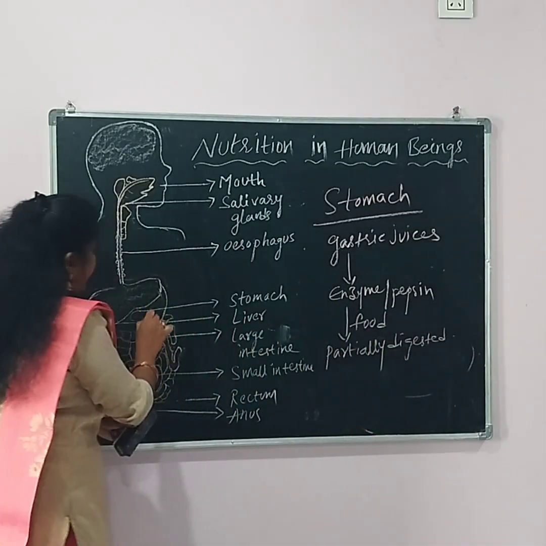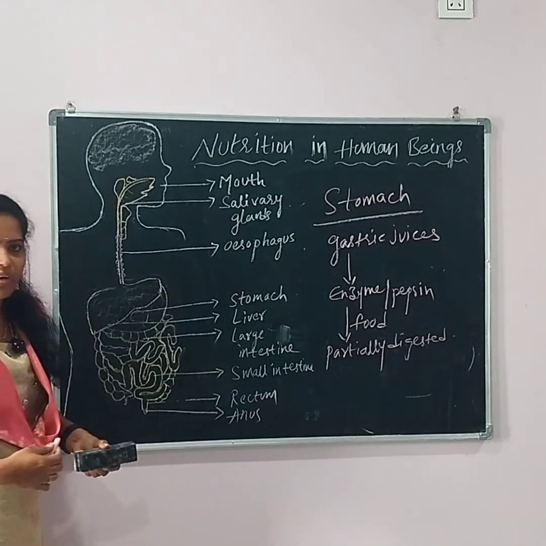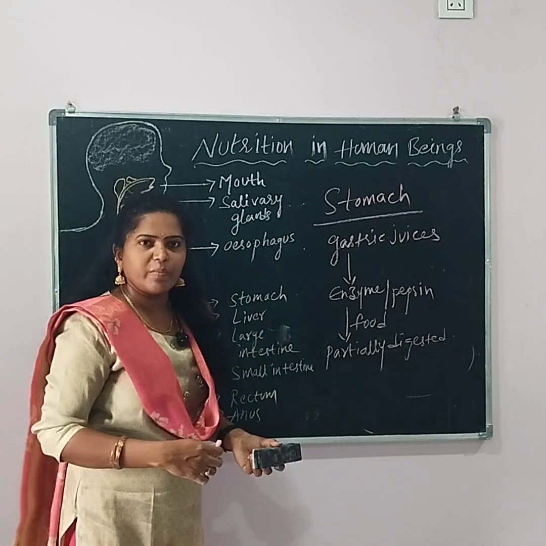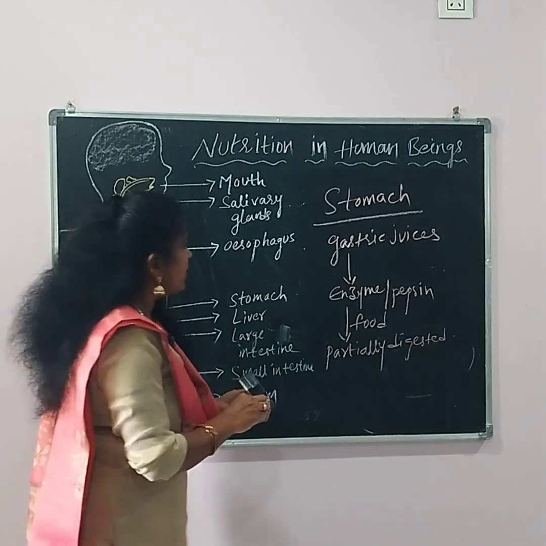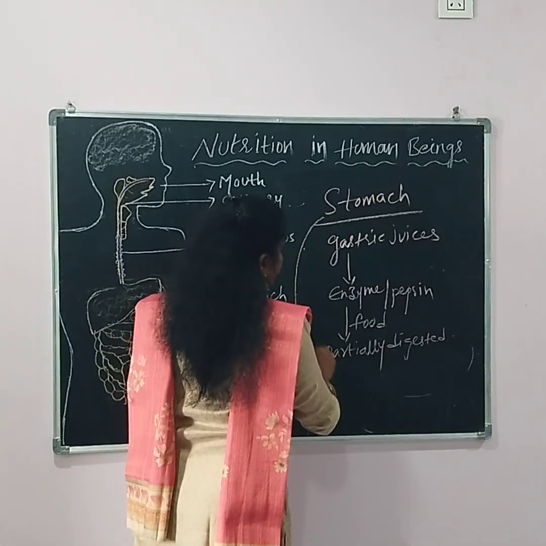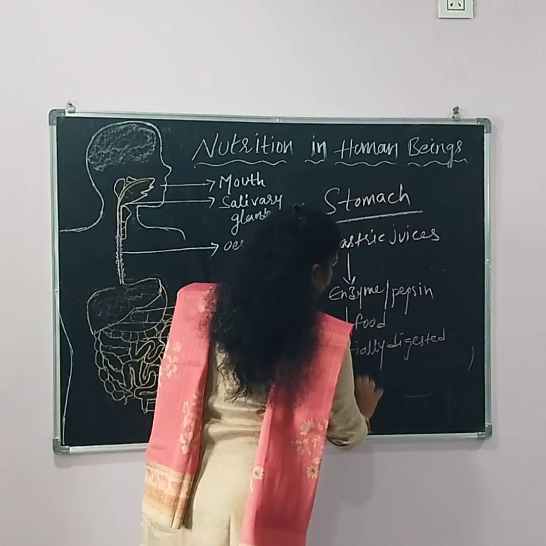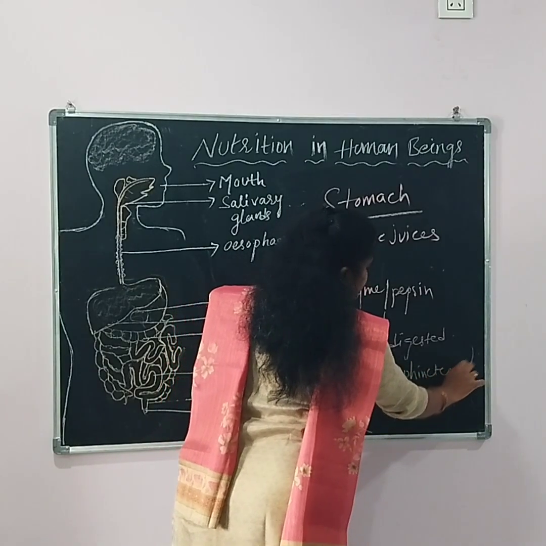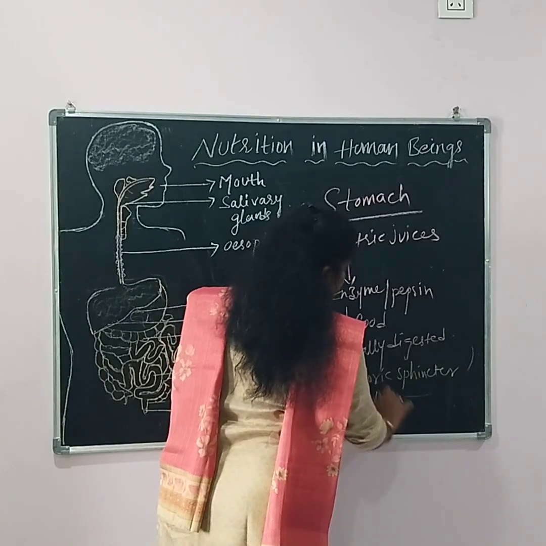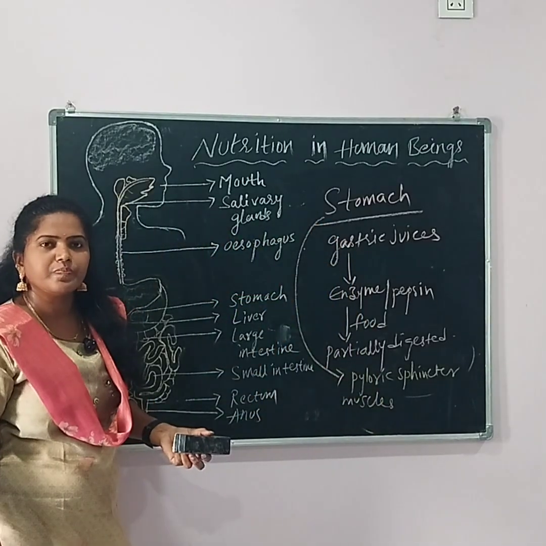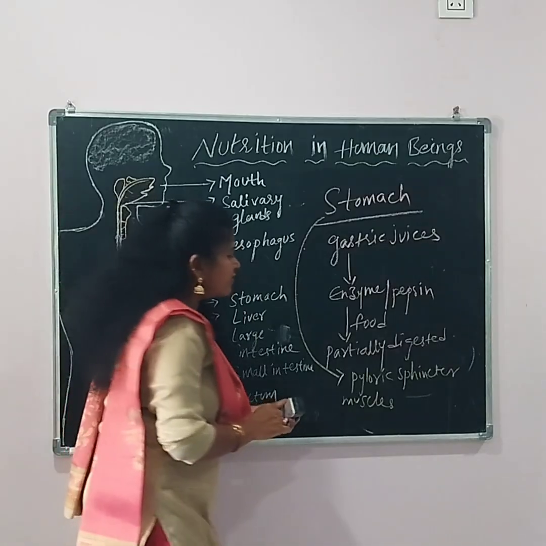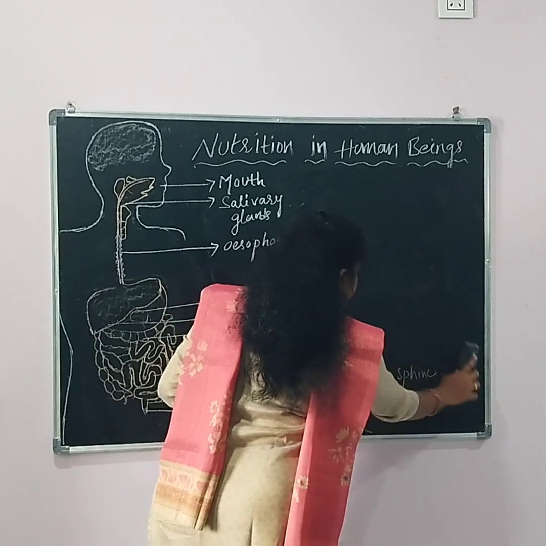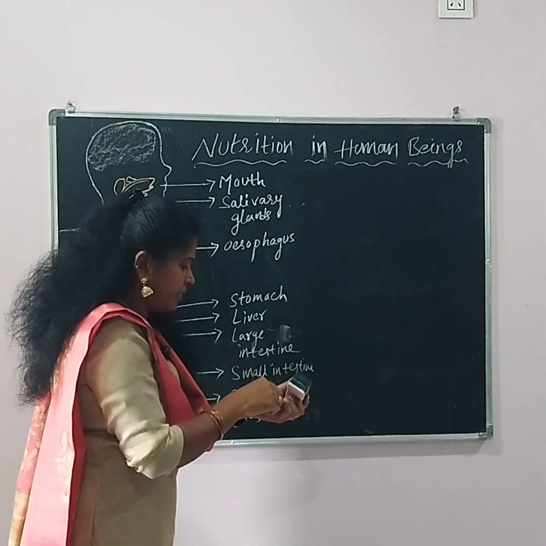Now, where is the food? In the part of the stomach. The bolus is in the stomach. So, that bolus is partially digested in which part? In the stomach. And here, from the stomach, ring-like pyloric sphincter muscles are present. Where? At the end of the stomach. At the end of the stomach, these pyloric sphincter muscles send the food into the next part.